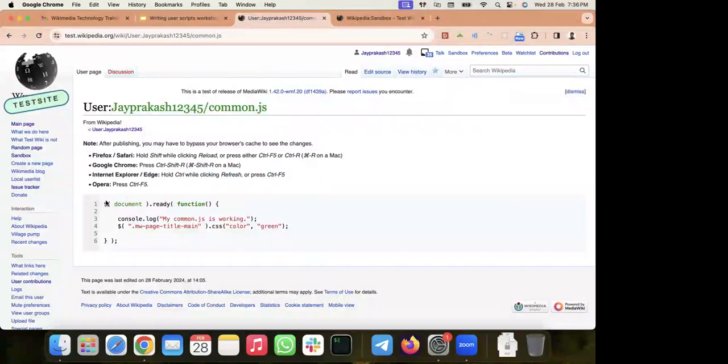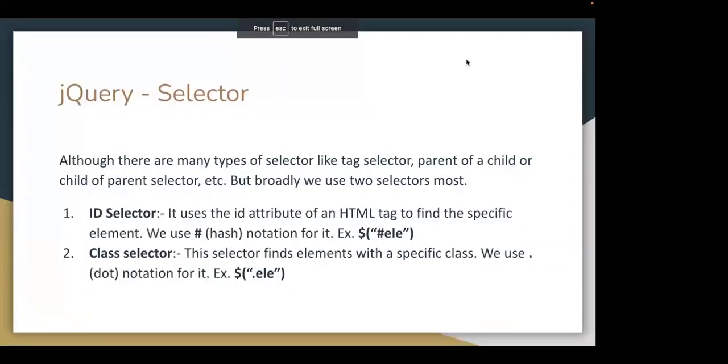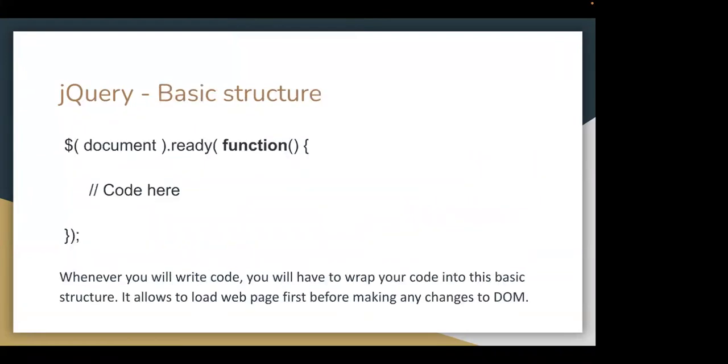So what we have learned here: first we put this document ready function, in which we can pass our callback function, which will run once the document is ready. And inside the function, we can put any code. I hope you got the idea of what the ID and class selectors are. For the ID selector, you just need to use the hash instead of the dot. This is the basic structure we covered.